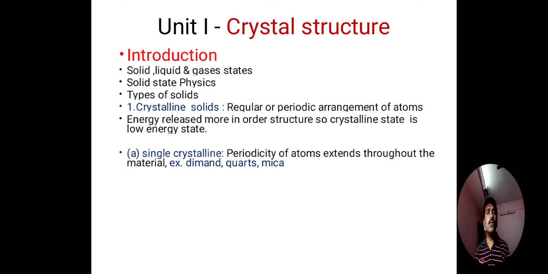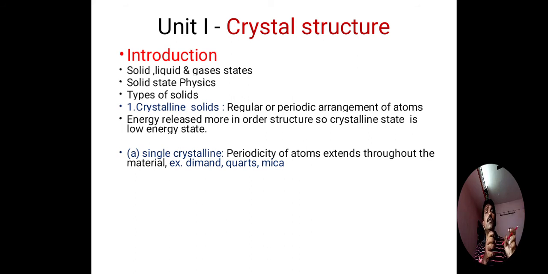So first let's see what exactly single crystalline is. Single crystalline is simply one regular periodicity. No doubt, single crystalline is also a form of crystalline solid, which means there is a regular or periodic arrangement of atoms. But in single crystalline solids, this periodicity of the atoms extends throughout to the end of the material. That means it will be similar till the end of the material.